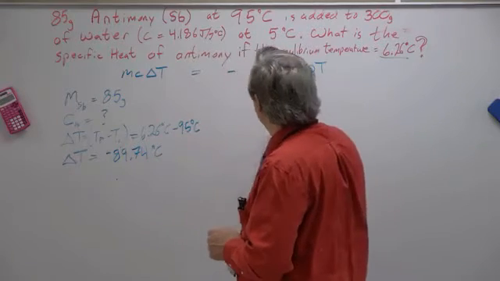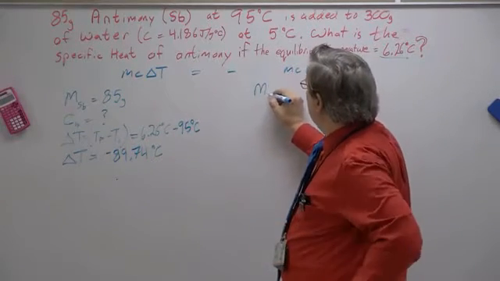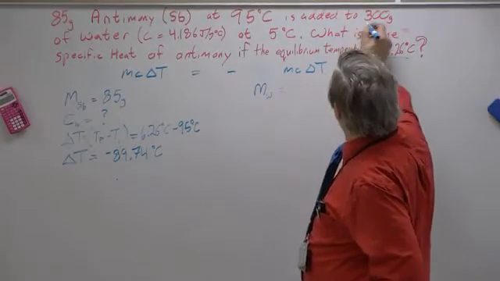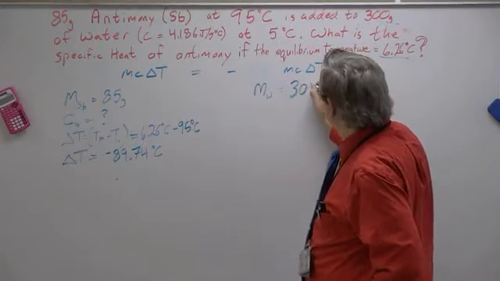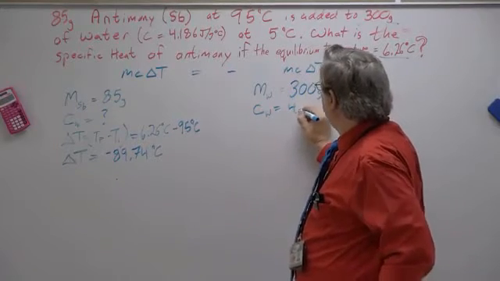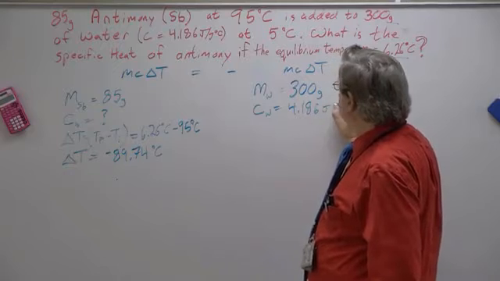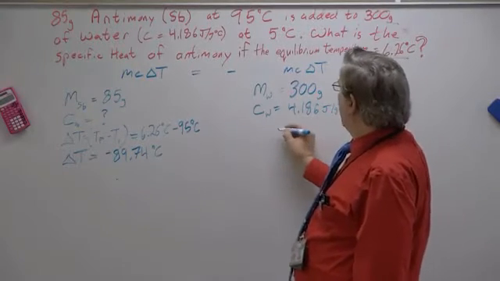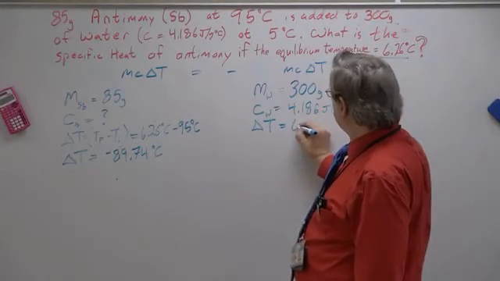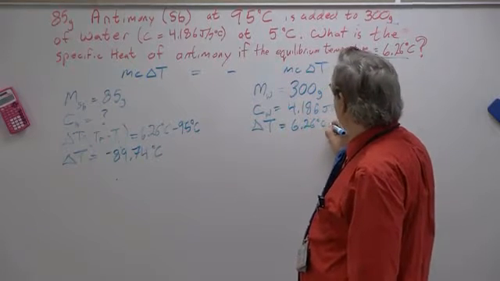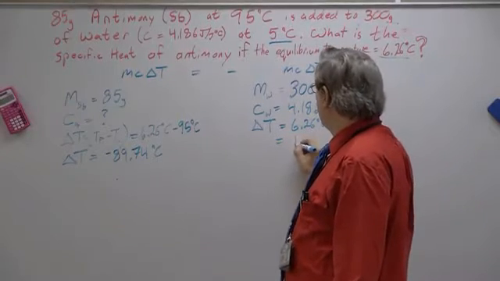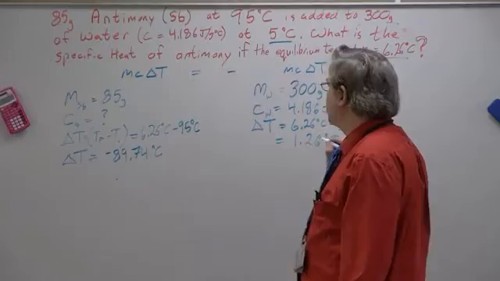degrees Celsius. Now on the water side, the mass of the water, which I'll write down M sub W, is equal to, it says right up here, 300 grams. And the C, we know for water, is equal to 4.186 joules per gram degree Celsius. And the delta T for the water, well, that's going to be equal to the equilibrium temperature, 6.26 degrees C, minus the initial temperature of 5 degrees C, which means it's equal to 1.26 degrees Celsius.